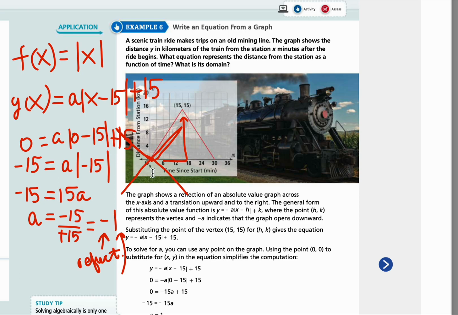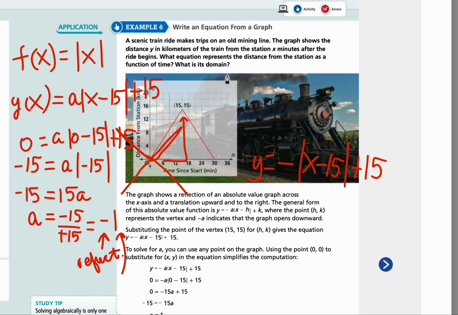Okay, so your final equation should be negative absolute value of x minus 15, plus 15. This is your final equation. All right, so describing the transformation and writing the function by looking at the graph, using the transformations of functions, would be part of the skills that you need to know.